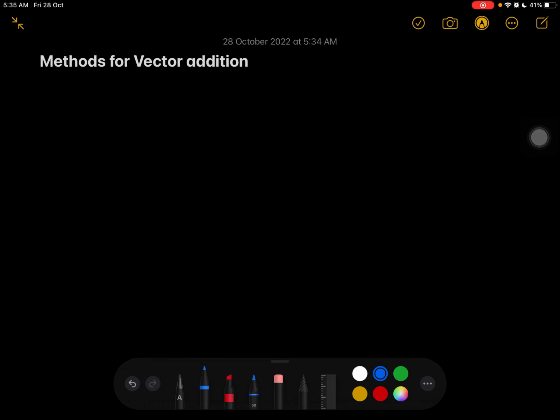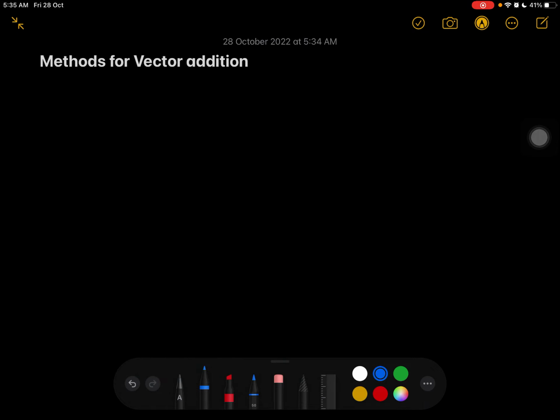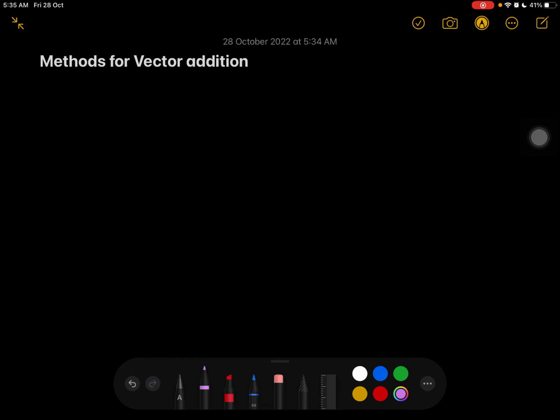So today we will talk about methods of vector addition. But before moving, we will talk about the scalar addition and the vector addition. So first of all, we'll look at scalar addition. Like how does a scalar addition actually look like?